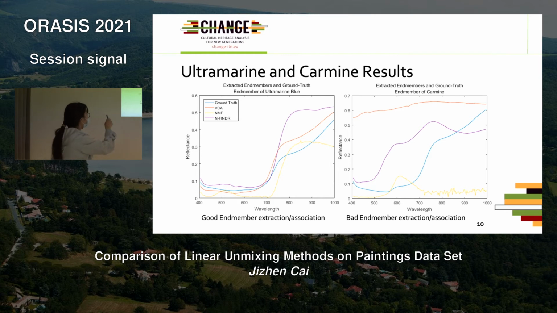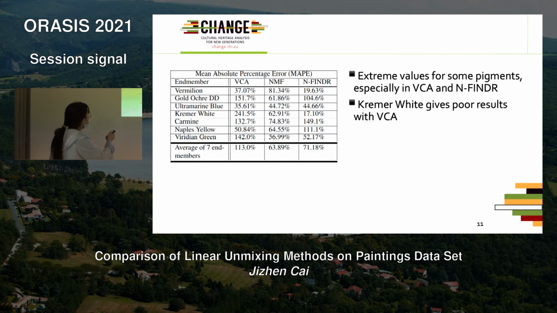So here we can see the result that these three different methods extracted, compared with the ground truth one. Among the seven end members, the ultramarine blue gets the best performance, and on the right, the pigment of the cadmium gets the worst performance.